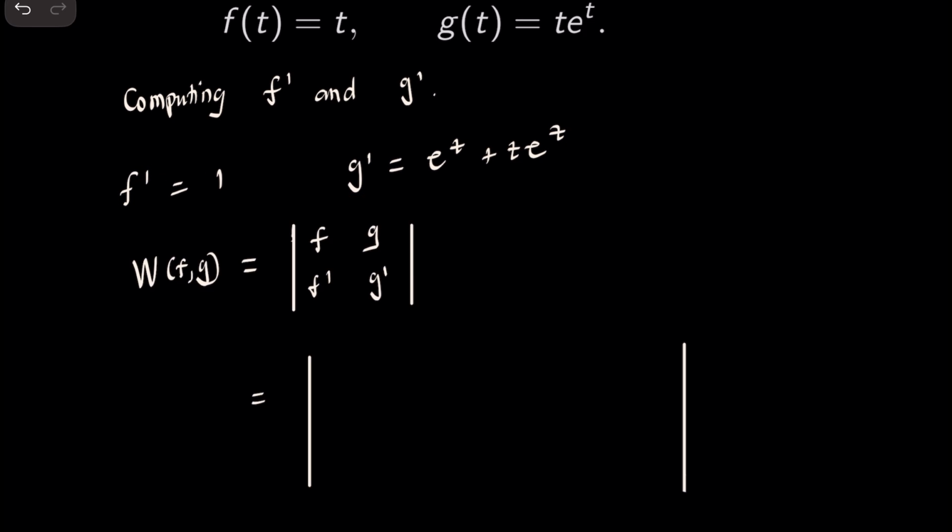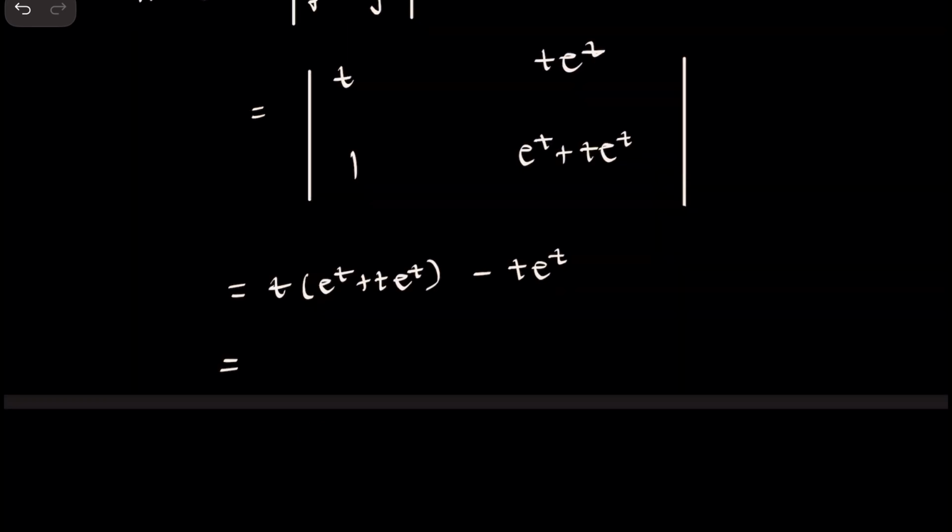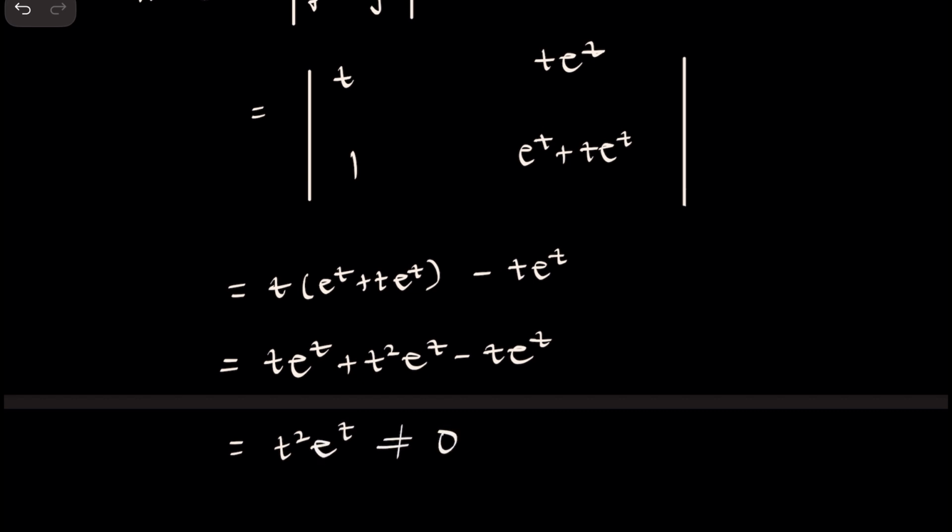Substituting this into the Wronskian formula, we are going to have t, 1, then t e^t, then e^t plus t e^t. Now let's compute the determinant. We have t multiplying e^t plus t e^t, minus t e^t. Simplifying this, we have t e^t plus t squared e^t minus t e^t. So this will simplify to t squared e^t, and this is not equal to 0.